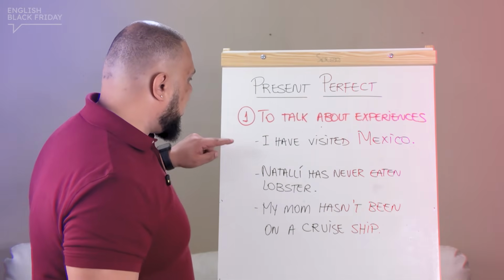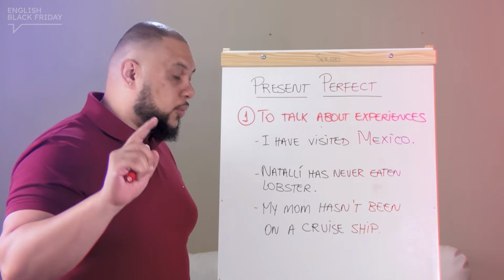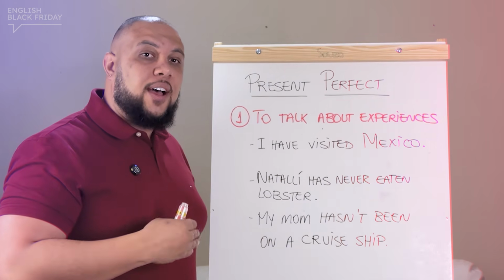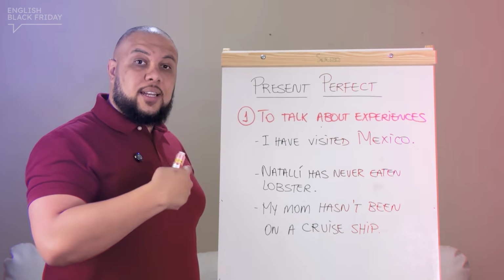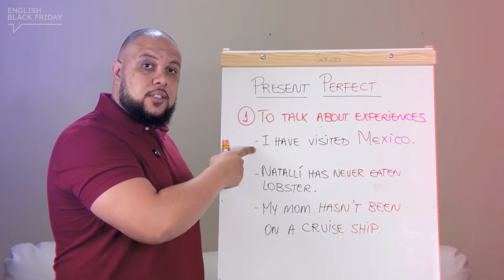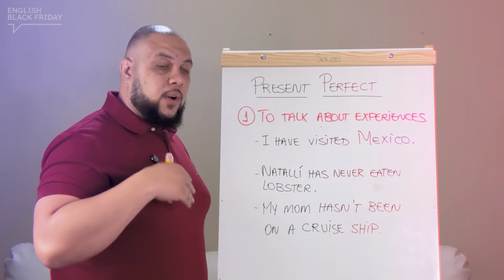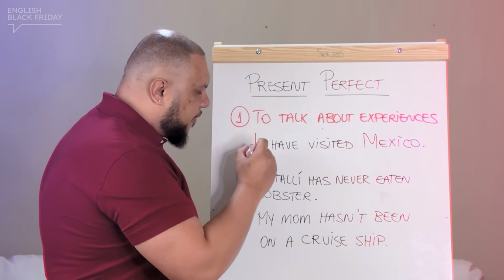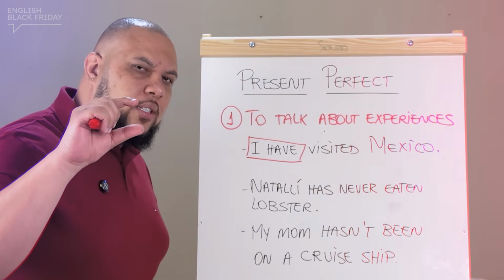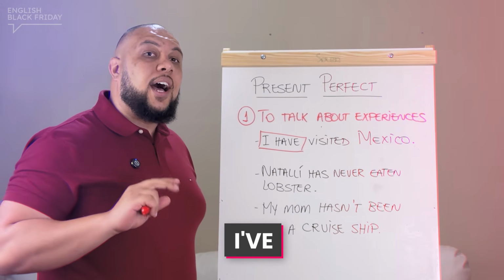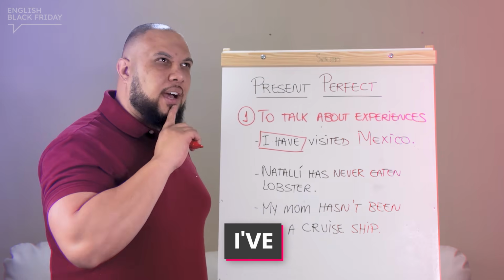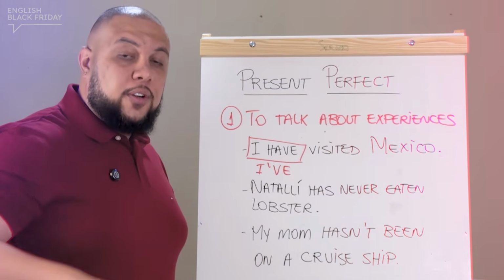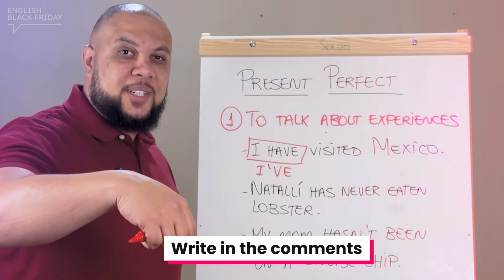Okay, so here we have 3 examples. Look at the first one. I have visited Mexico. That means that I've had this experience. I have been to Mexico. As you can see, in I have, I could make this short. I could say I've visited Mexico. Have you ever visited Mexico? Let me know in the comments.